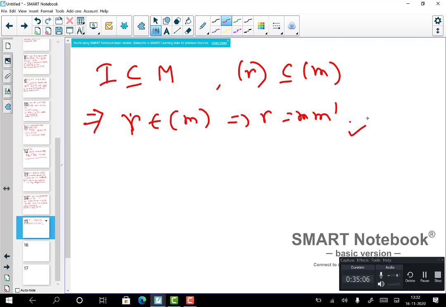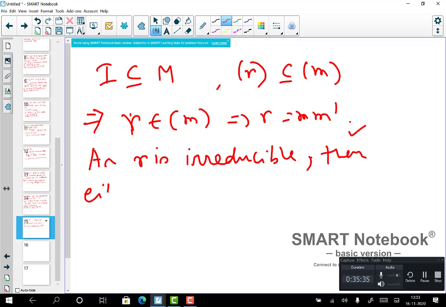Now because R is an irreducible element, if you write R as a product of two elements, then either of them has to be a unit, right? As R is irreducible, yes, that proves the other one which I already proved. Then either M or M dash is a unit, right? This is the definition of an irreducible element.